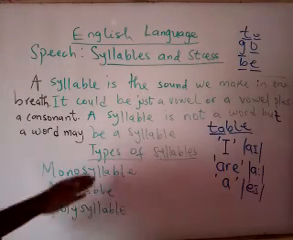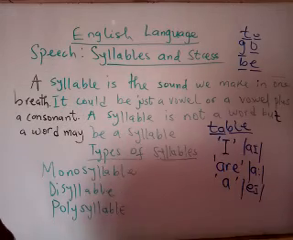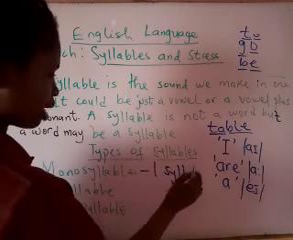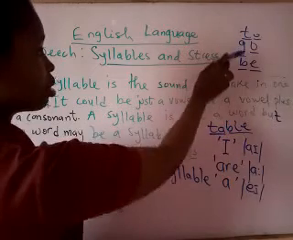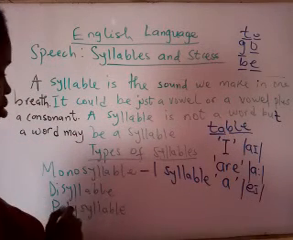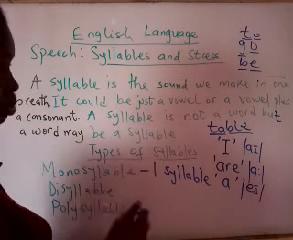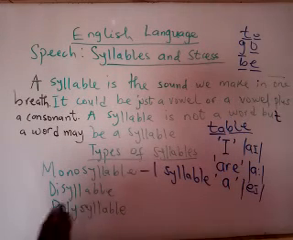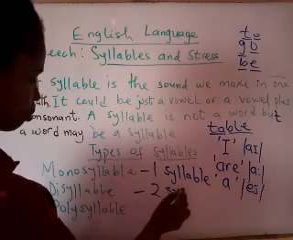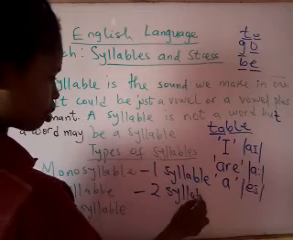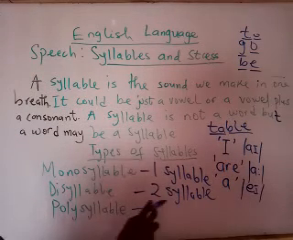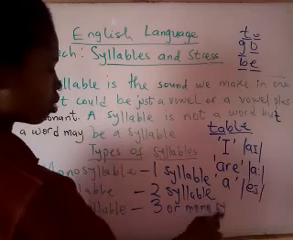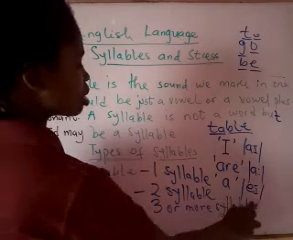Now let's move on to types of syllables. We have monosyllable, disyllable, and polysyllable. Monosyllabic words contain one syllable. We've seen some examples. To, go, be. These are examples of monosyllabic words containing only one syllable. I, are, a. These are monosyllables. Now, disyllabic words contain two syllables. And then polysyllabic words contain three or more syllables.